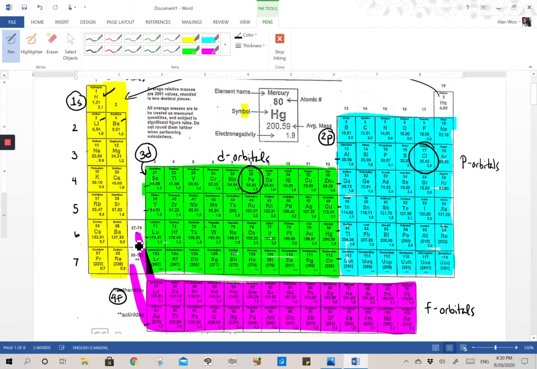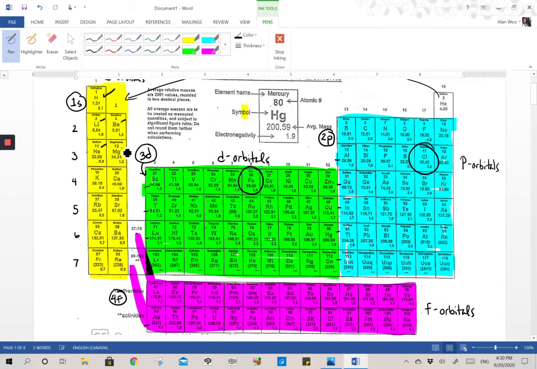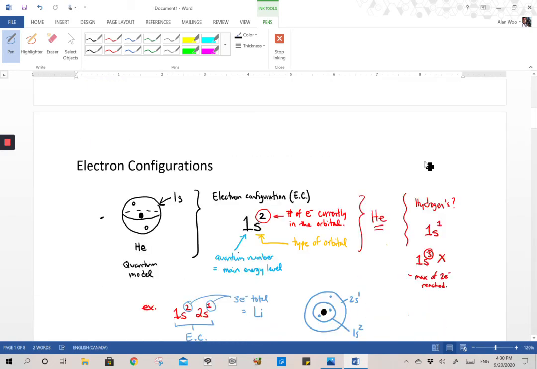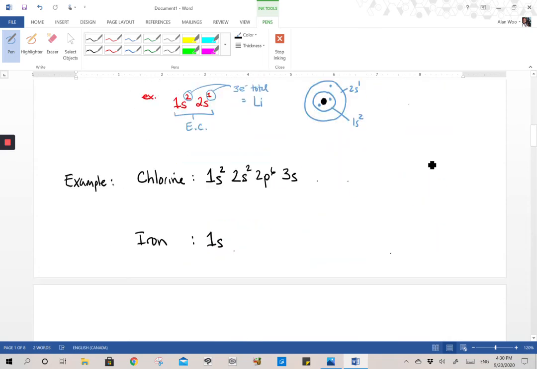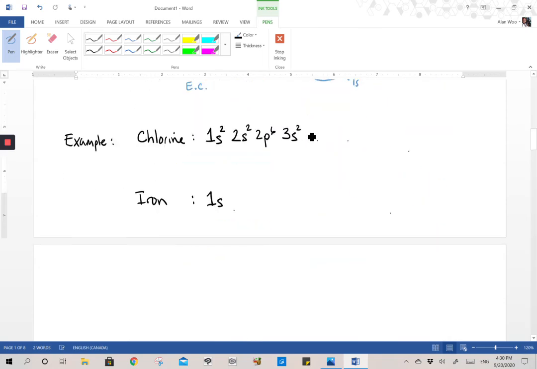So 3s1 is going to be filled, 3s2 is going to be filled. Then we move over here where you have the 3p's. Once you get to the 3p, chlorine is in a 3p. So you just have to count where it's positioned at. So it's going to be 1, 2, 3, 4, 5. Chlorine occupies 3p5.